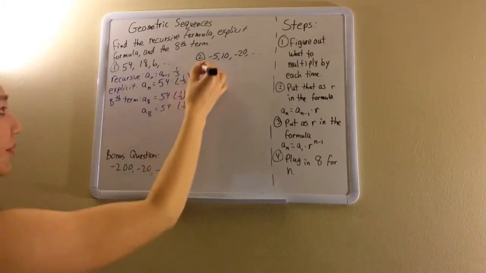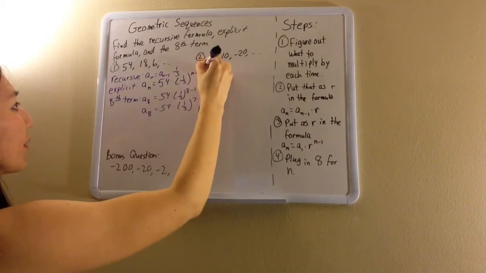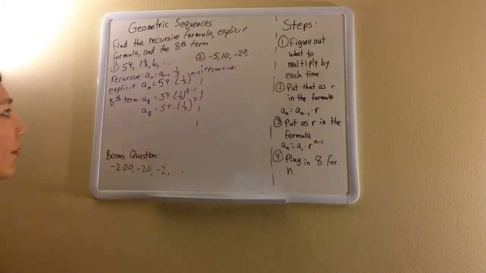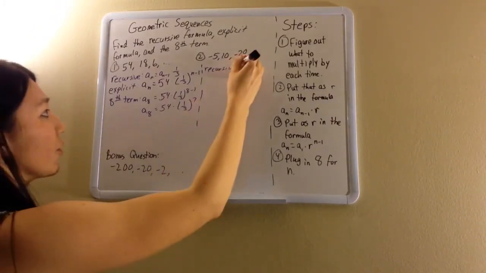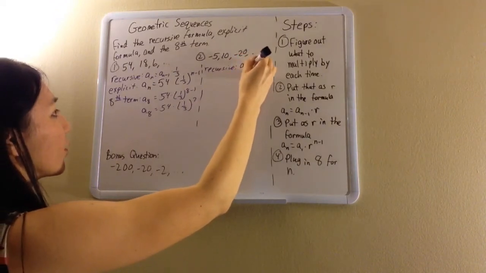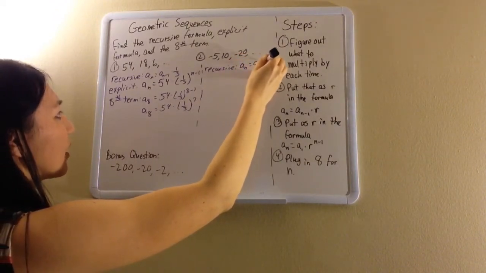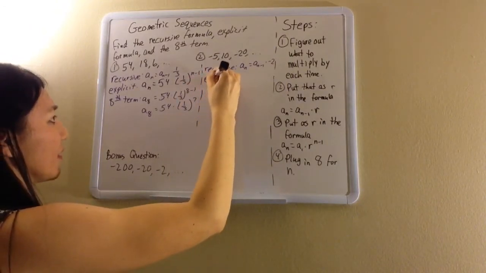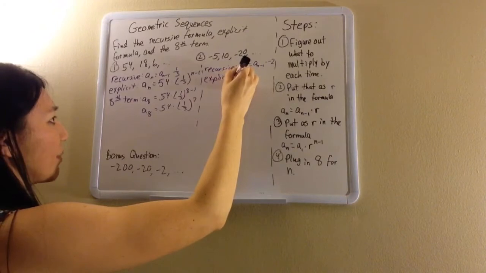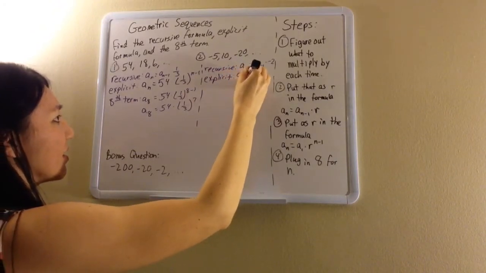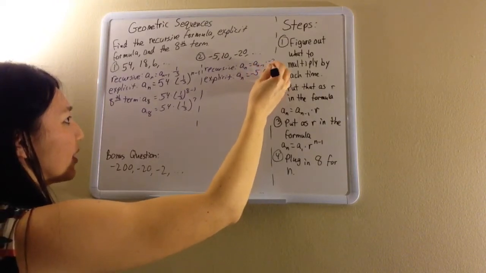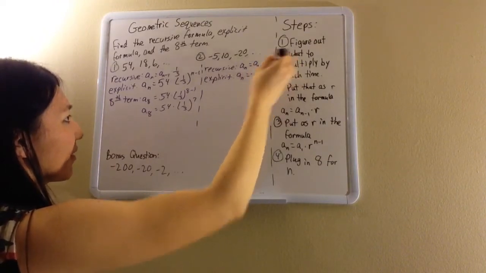So our next example is right here. Again, we're going to do the recursive formula first. So we have to think about what we're multiplying by each time. Looks like we're multiplying by -2. So I'm going to have an equals an minus 1 times -2. My explicit formula is the same type of idea that I had before. It's an equals a1, which is -5, times -2 in my parentheses to the n minus 1 power.